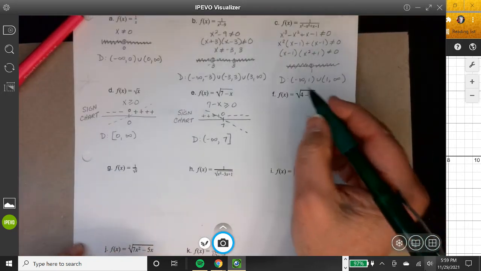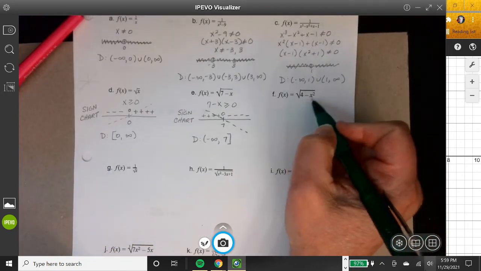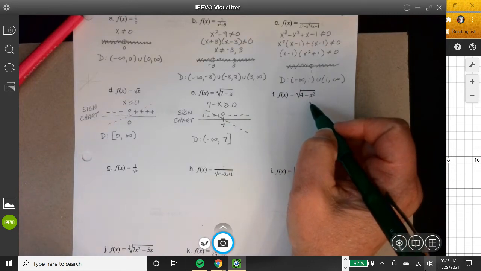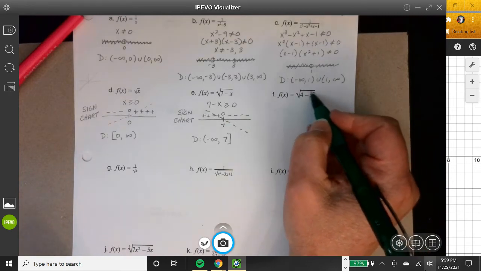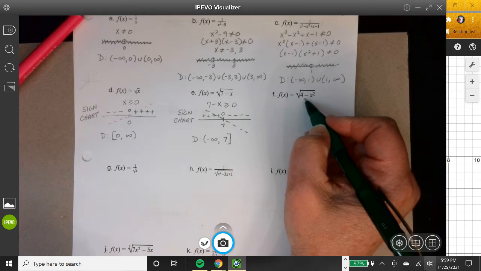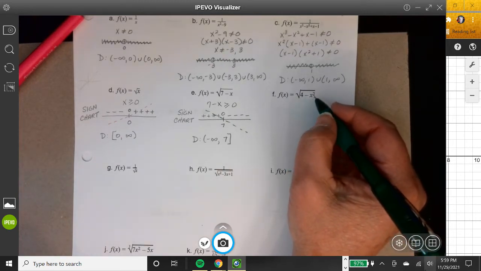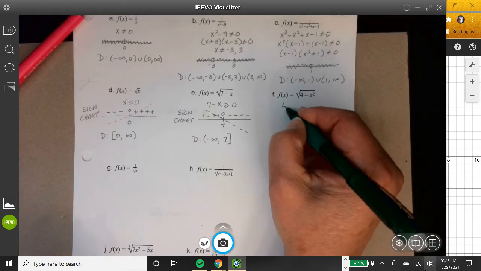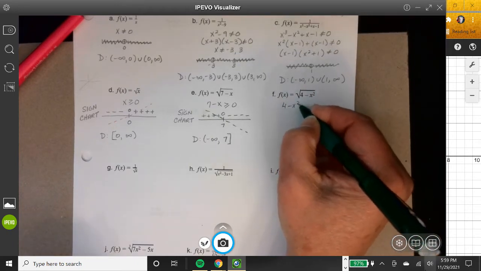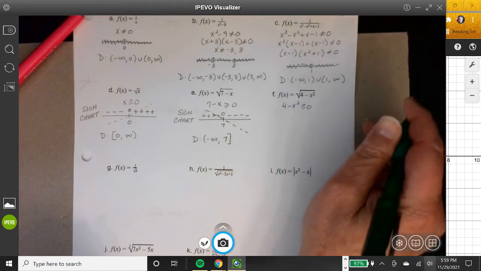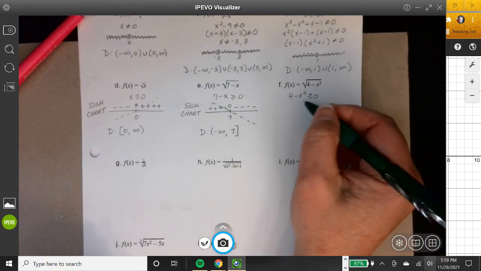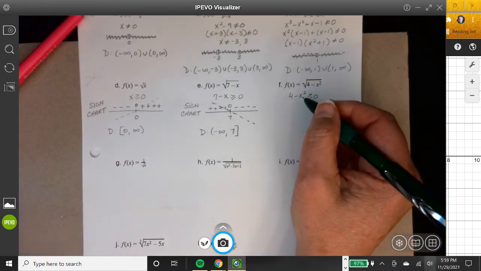All right, we're going to amp up the difficulty now. So I've got an even root, the square root of 4 minus x squared. Well, what is 4 minus x squared? I heard it from the back. That's right. It's a parabola that opens down. Well, 4 minus x squared has to be greater than or equal to 0 because it's an even root. I can only take the square roots of the positive pieces of that parabola.